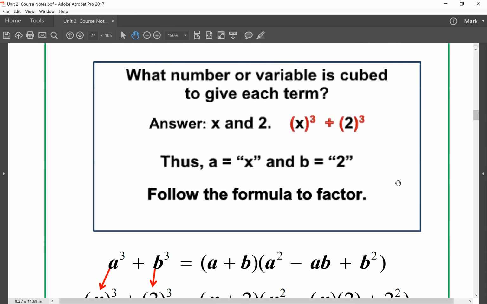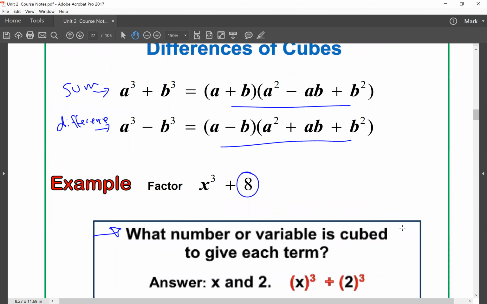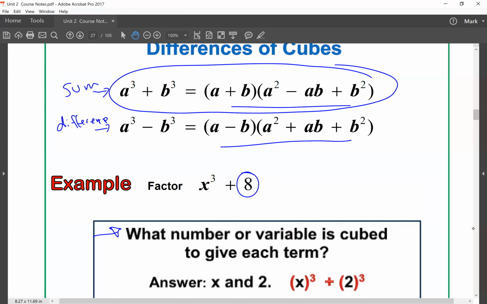Okay, so first example, starting off with an easy one. How would you factor x cubed plus 8? Well, the first thing you need to recognize is that this is a sum of cubes. Now, how do I know that? Well, I know that 8 is a cube. It's a perfect cube. 2 times 2 times 2 is 8. So what I would do is ask myself this question. What number or variable is cubed to give each of these terms? The reason you ask yourself that question is so that then you can use this formula here.